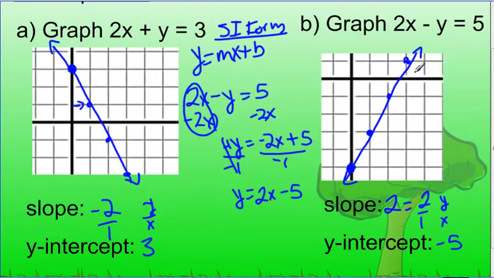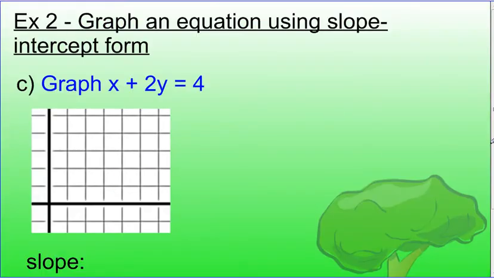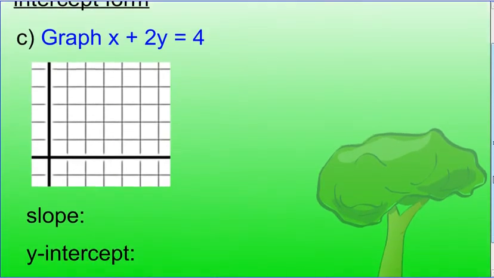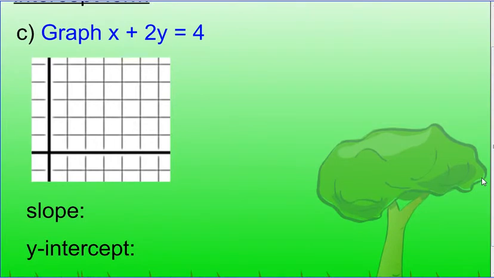Okay, I'm going to give you one problem to try here. This is letter C. Please go copy it down, take a second, do it, follow the same steps we've been doing. Solve it for y, find the slope, find the intercept, plot a point at the y-intercept, move the way the slope tells you to move, and then connect your dots. Pause the video, do the problem. When you're ready, hit play and we'll go through it together.